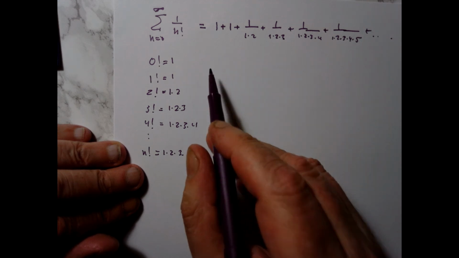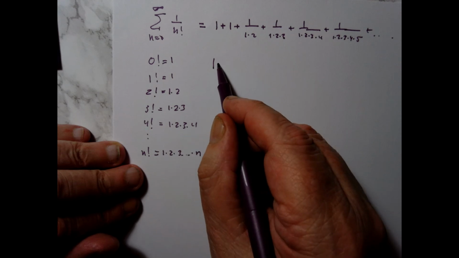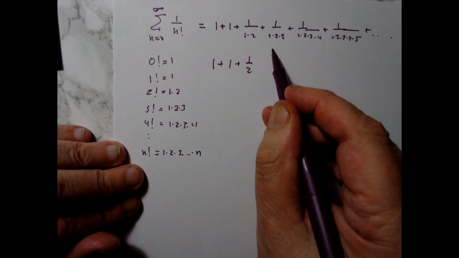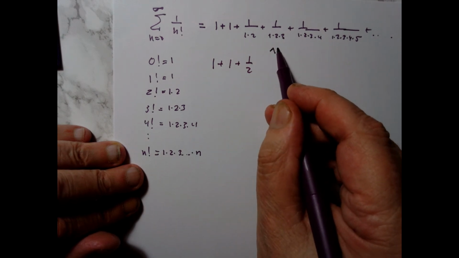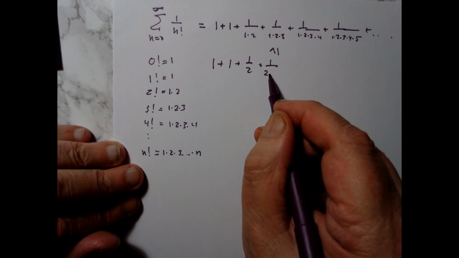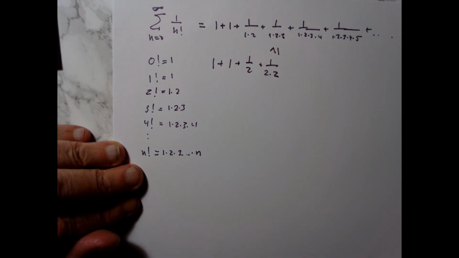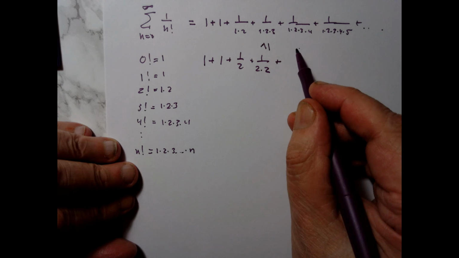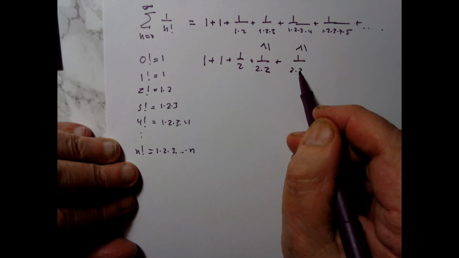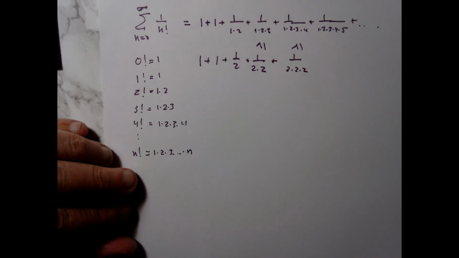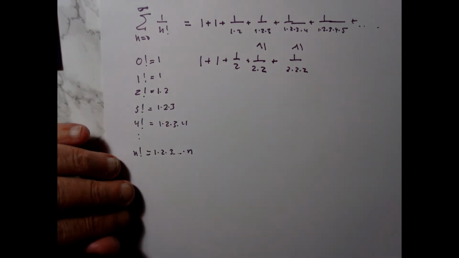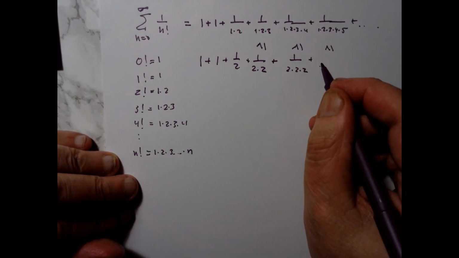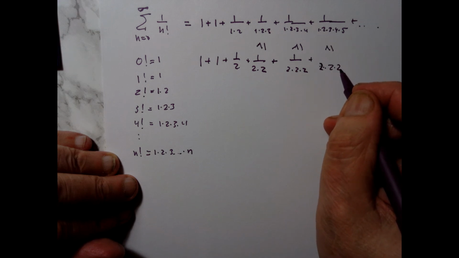So let me compare it to something. 1 is equal to 1, and then I will have 1, and then I will have 1 half, right? These two terms are equal. And this term is less or equal than 1 over 2 times 2. So 1 over 2 times 3 is less or equal than 1 over 2 times 2. And the next term over here will be less or equal than 1 over 2 times 2 times 2, because 2 times 3 times 4 is bigger than 2 times 2 times 2, so 1 over it will be less. And the next term, of course, will be less or equal than 1 over 2 times 2 times 2 times 2.